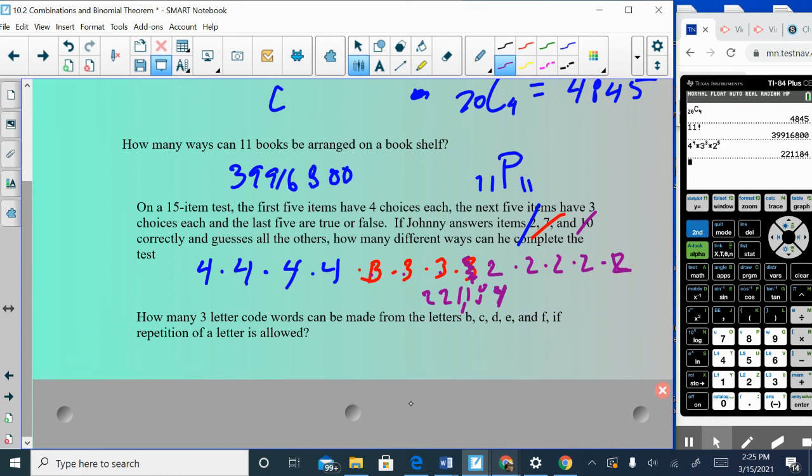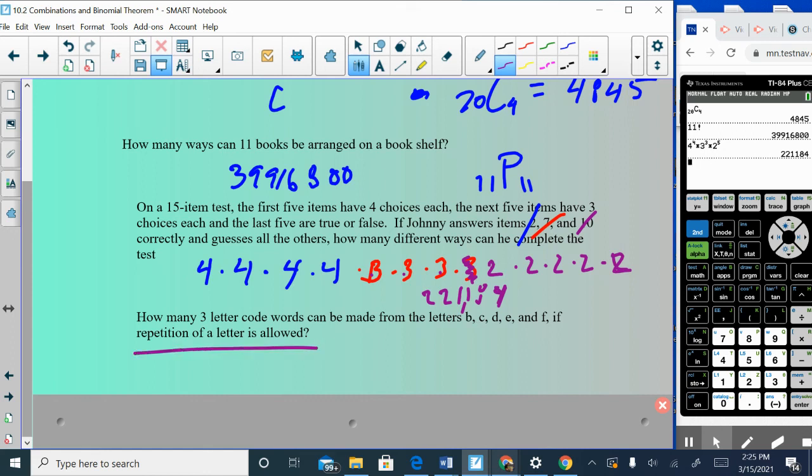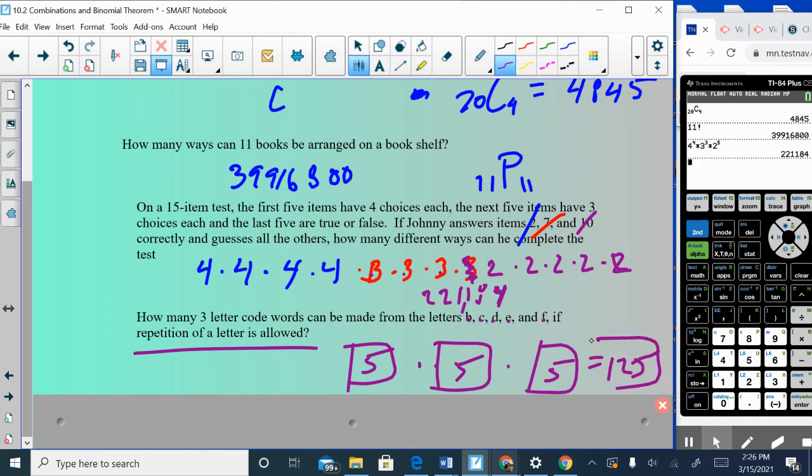And this last example is also a fundamental counting principle example. We want to make a 3-letter word code out of B, C, D, E, and F, and repetition of a letter is allowed. So we're talking about 3-letter word codes, so 1, 2, 3. Repetition is allowed, so the first event can occur in 1, 2, 3, 4, 5 ways, and so can event 2, and so can event 3. So we would just multiply these and get 125, and that would be the number of ways you could arrange 3 letters out of those given choices.